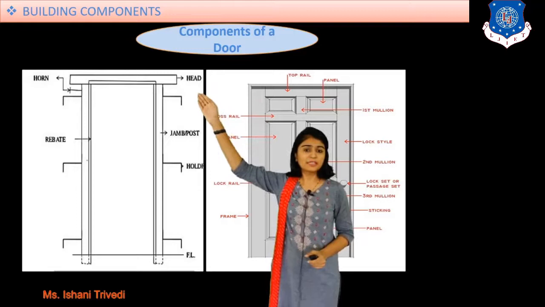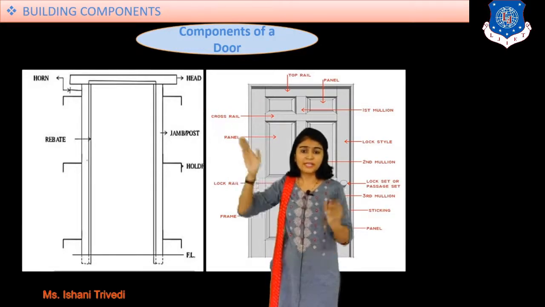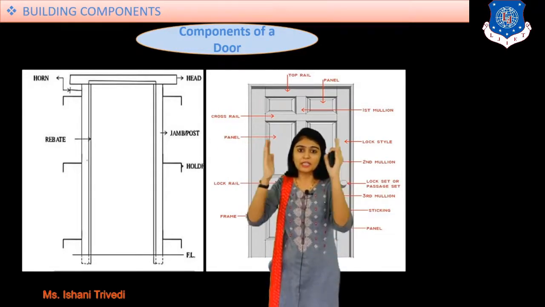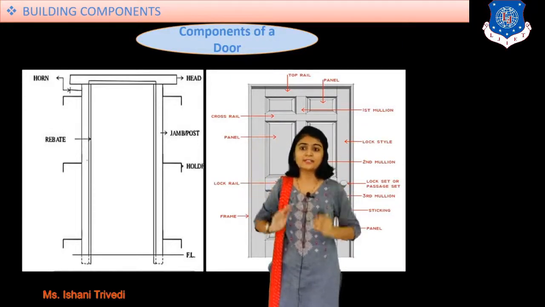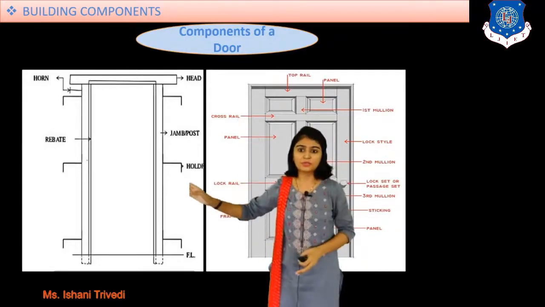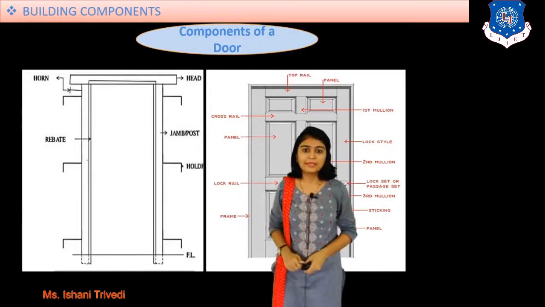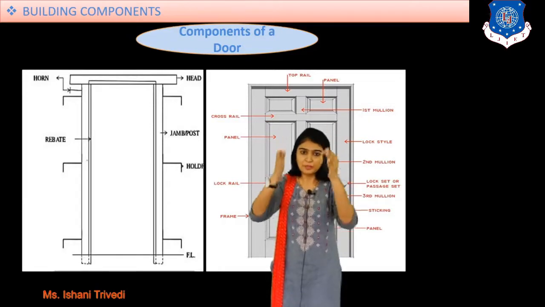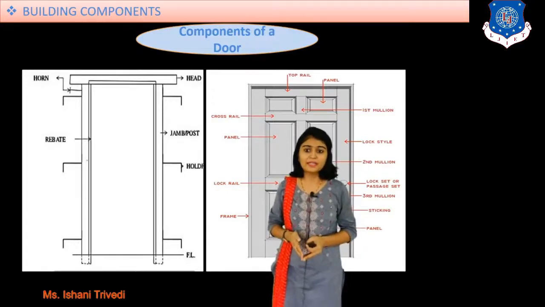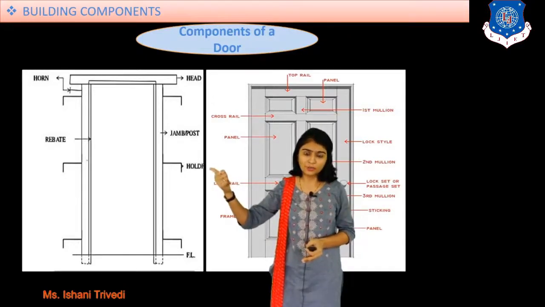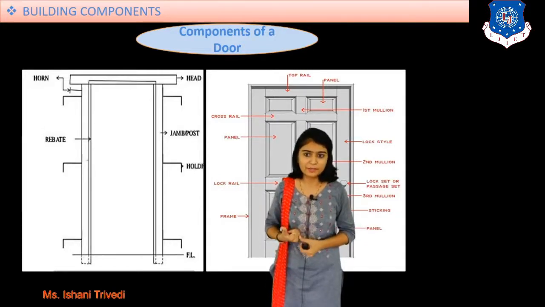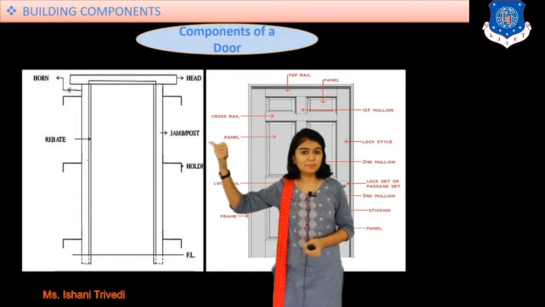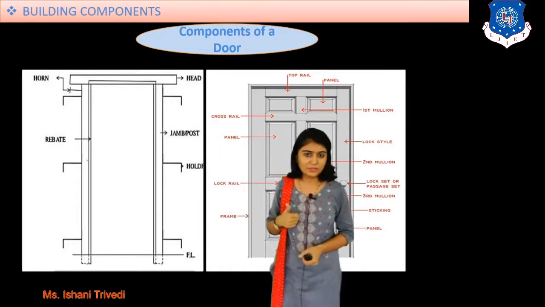Next, can you read over there? Horn. So, when the head is projecting outwards, the horizontal projection of the head at the top of the door is known as horn. Next, the outermost part, the vertical jambs, that is known as frames. Next, you can see what is written, holdings. They are fastenings and fixtures with the help of which your door is generally fixed. You have jambs, as I said, jamb post. That is your technical definition of a door.